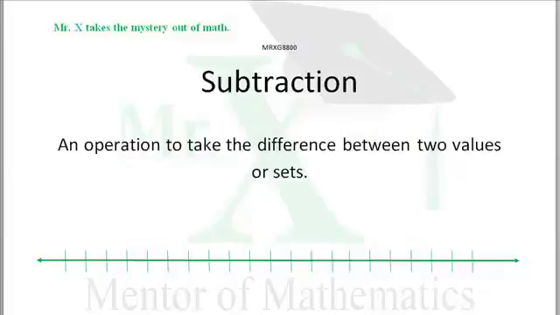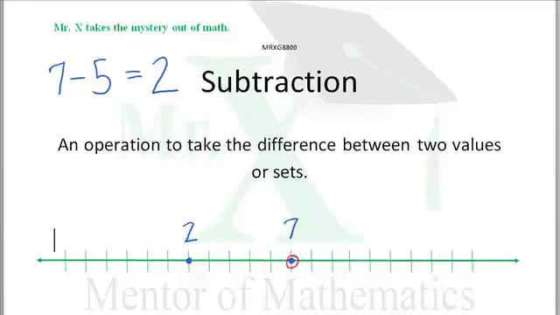This is one of our basic operations, and I like to think of it as the difference between two values. Most of the time when we use a number line to illustrate 7 minus 5 equals 2, we say, okay, we're going to start at 7 and we're going to subtract 5. 1, 2, 3, 4, 5, and we end up at 2. So 7 minus 5 equals 2. Well, that certainly is one way to do it.